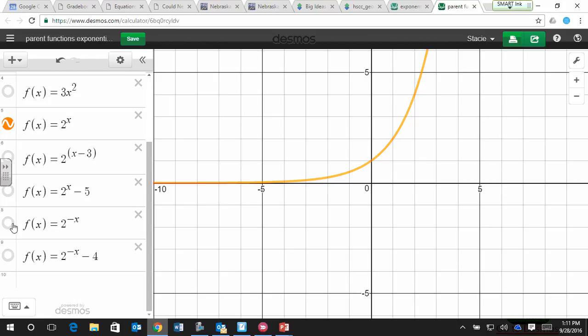Reflection, right? But this time it's not across the x-axis. We have to remember this one's going to be across the y-axis. Okay. And if we have a negative x, excuse me, minus 4. Exactly. Reflection and down 4. Thank you. Okay. Make sense? All right.